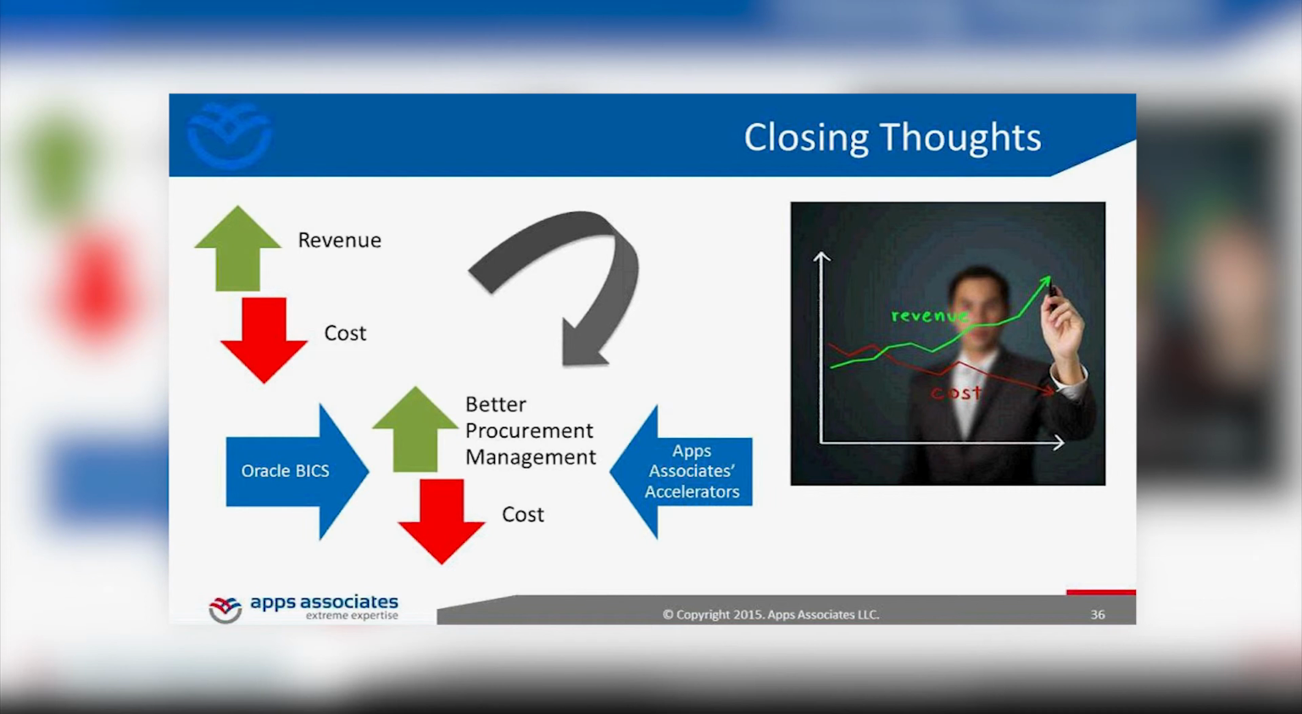So the closing thoughts I have: we started with this image where we talked about why it is important to better manage procurement. Because it helps you reduce the cost, and when you reduce the cost, it helps you increase your revenue. And the way you can better procure these things is with a combination of Oracle BI Cloud Services and the Apps Associates Accelerators. So hopefully through this presentation, you got a good understanding of how you can leverage a combination of Oracle software and Apps Associates services to provide you that best match to improve your procurement effectiveness.